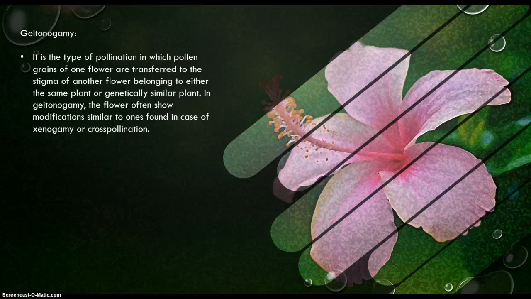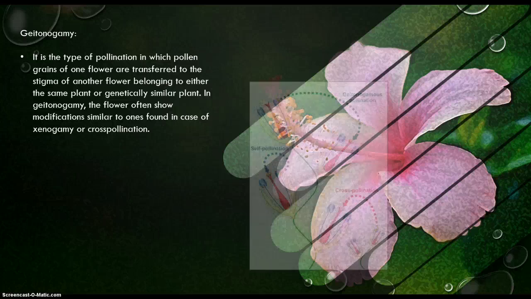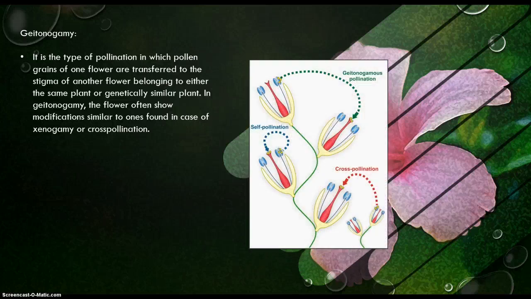In this case, it shows certain modifications, since it needs the transfer of the pollen grains from one flower to another flower. These modifications are the same or similar to what we find in xenogamy or cross-pollination. So you can see this diagram. This process is known as self-pollination, and the transfer of the pollen grains to the stigma of another flower of the same plant is known as geitonogamous pollination, or geitonogamy, in simple words.